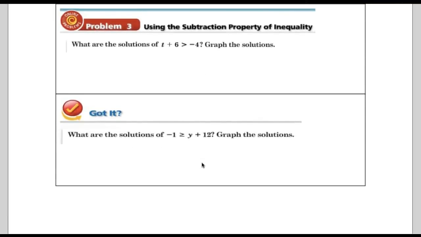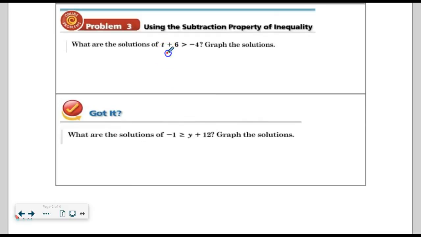Now we're going to use subtraction property, which simply means we're going to subtract the same amount from both sides. You're getting the hang of this, hopefully, so far. It's really no different than solving equations, with the exception that you have a comparison symbol in the place of the equal sign, and you have to graph the solution on the number line. So subtracting 6 from both sides gives me negative 4 minus 6, which is negative 10. T is greater than negative 10.